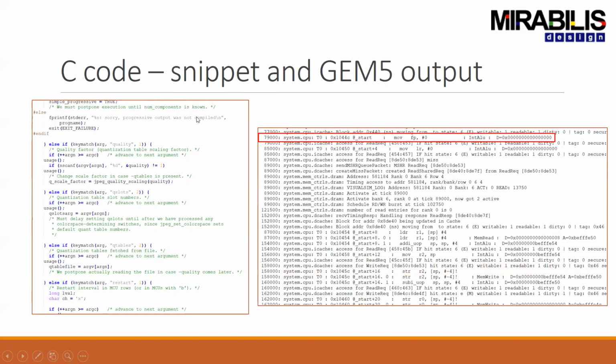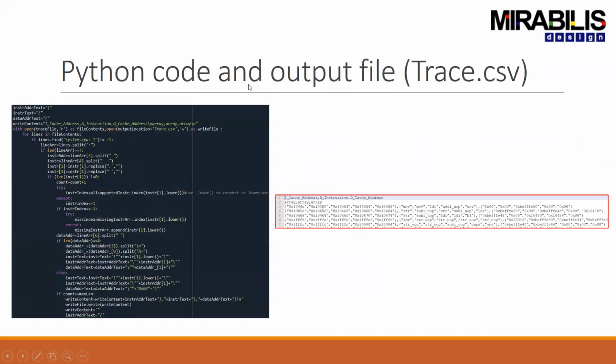So this is what the C code looks like, a small snippet of it. We convert that, and after running it on gem5, we get the following outputs. We can see statements like CPU system T0 running, and it's a move instruction. This is just an integer ALU operation, and the address is also here. We can also see the load store operations. It's a memory read, with the address associated with it. Then we use Python code like this, and we generate the output file, a trace.csv file.